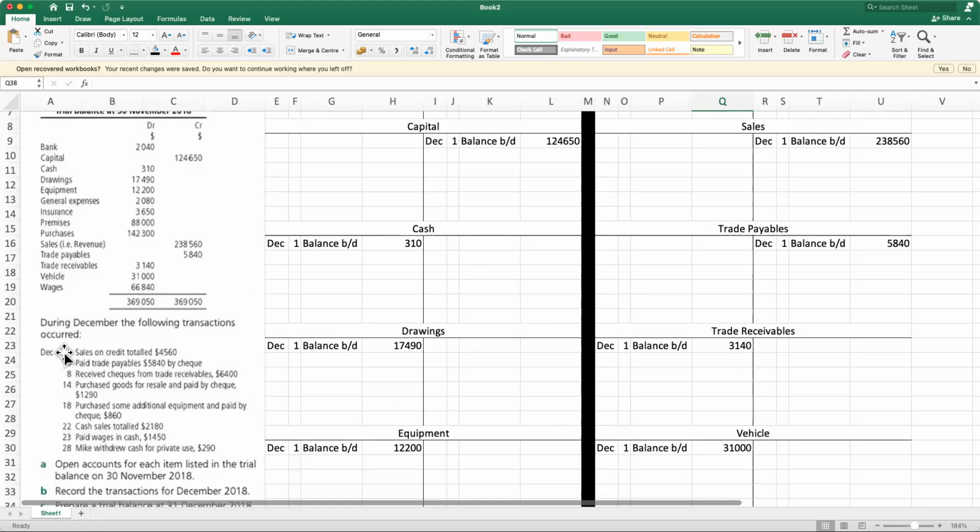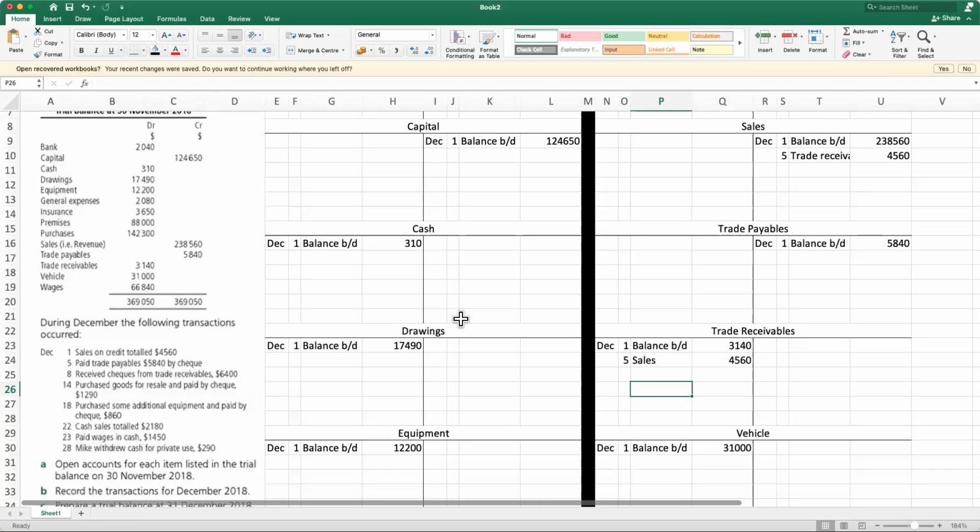The first one here, what do we do? Sales on credit 4,560. We have to credit sales and debit trade receivable, on December 5th. Then go to trade receivable again here, December 5th, right? Sales, 4,560. Done. So debit side, credit side, done. So that's the next one.